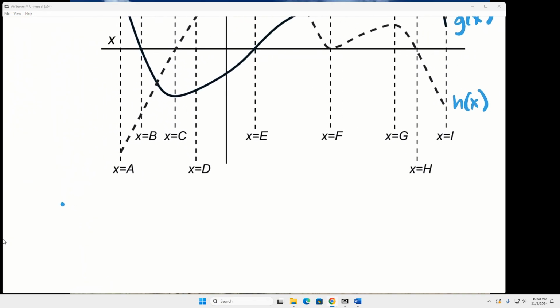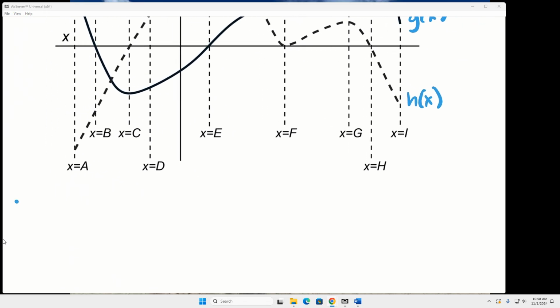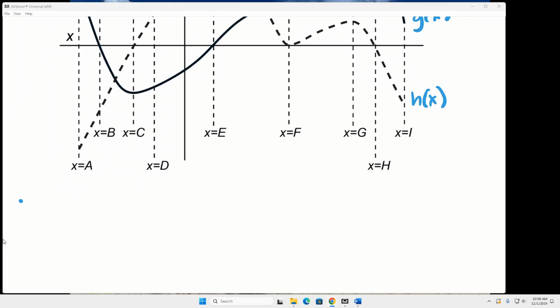Now, we're going to list as many reasons as we can for why h is the derivative of g. So what's one thing that made you make that decision? The points of inflection on the solid graph are where the dashed graph crosses the x-axis. Not the points of inflection, the relative maximum, relative extrema. That is one of the reasons.